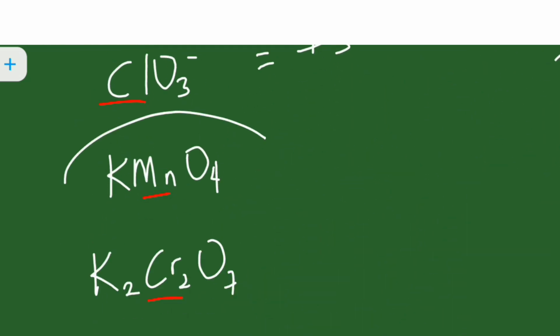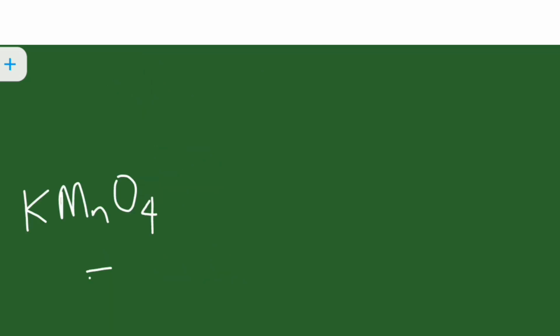For this next one, you have KMnO4. You have to find the oxidation state of manganese. Manganese, that's this one here. The first thing you're going to note here is that there's no charge. There's nothing like -1 or +1 at the top. So the total oxidation state must be equal to 0. Potassium is a group 1 element, so potassium will be +1.